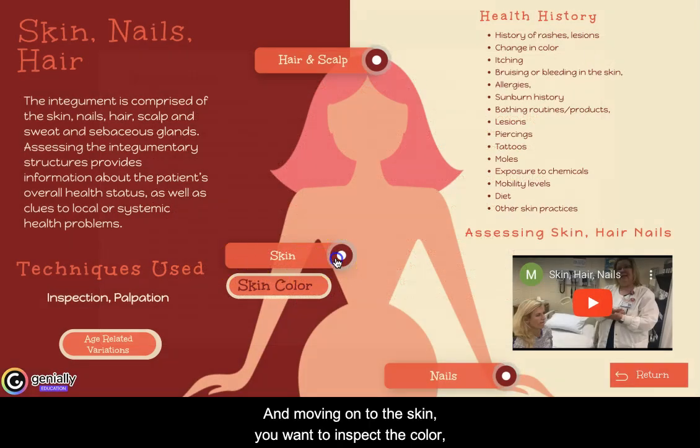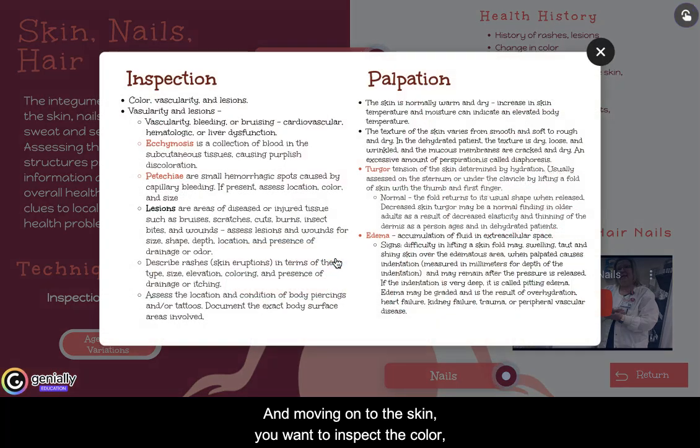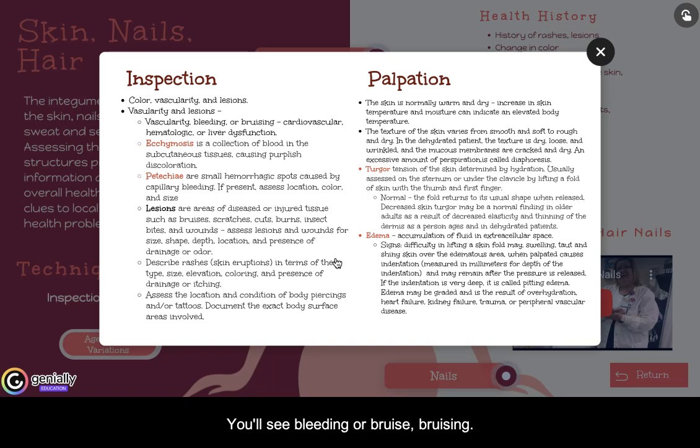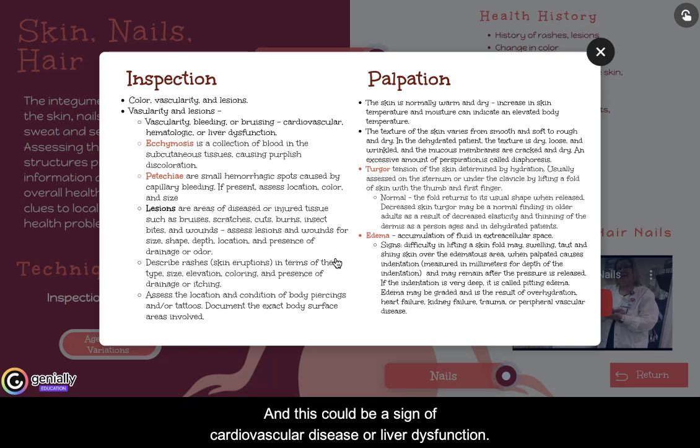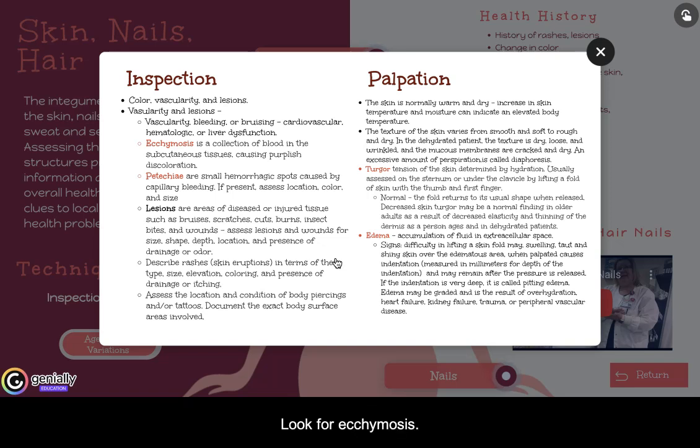And moving on to the skin, want to inspect the color, vascularity, and lesions. So look at the skin. See if it looks normal to you, right? What are some abnormal findings you'll see there? You'll see bleeding or bruising, and this could be a sign of cardiovascular disease or liver dysfunction. Look for ecchymosis. It's a collection of blood in the subcutaneous tissue, and it looks like purplish discoloration. Look for petechiae. These are small hemorrhagic spots caused by little capillaries bleeding. Assess the location and color and size if you see any.